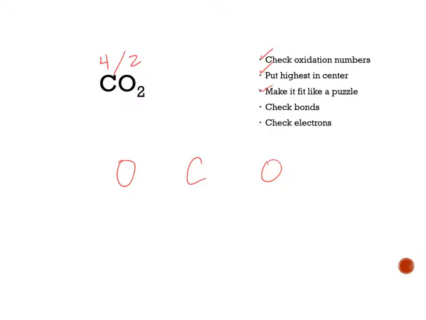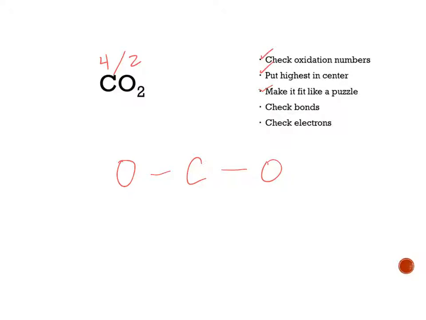We put our oxygens there. And then we check our bonds, okay? Whatever that oxidation number is, that's how many bonds that element has to have, okay? So we'll start with carbon, right? Carbon needs 4 bonds. So if I put a bond in between each of the carbon and oxygens, then it only has 2 bonds, right? I still need 2 more bonds. Remember that we have single, double, and triple bonds.